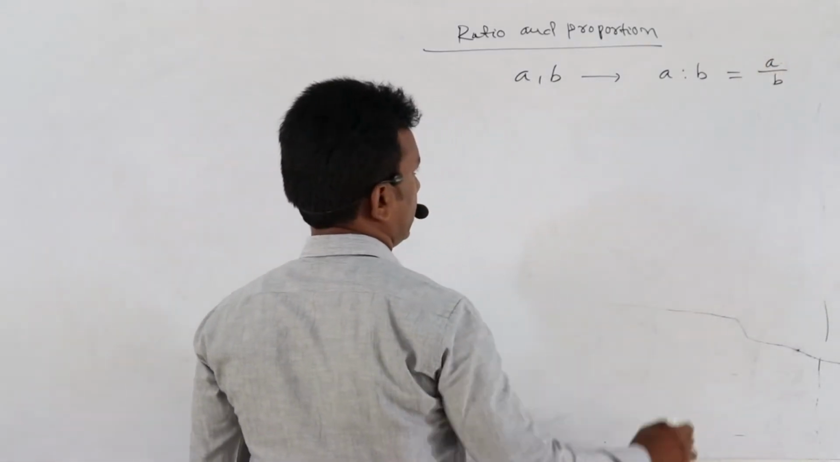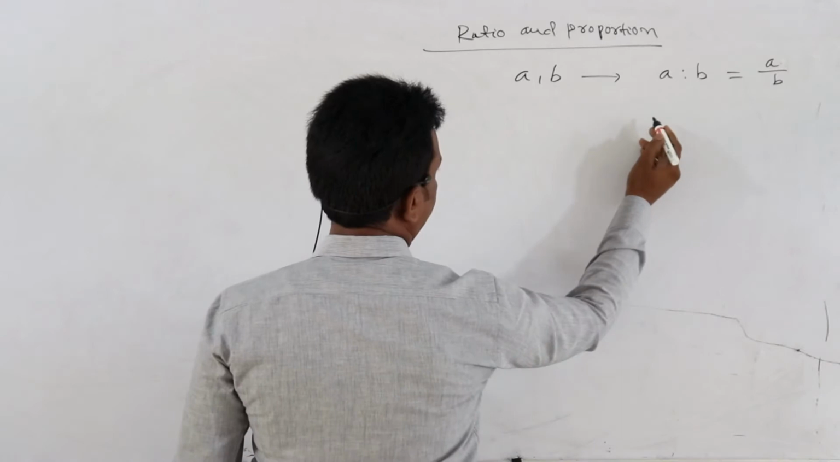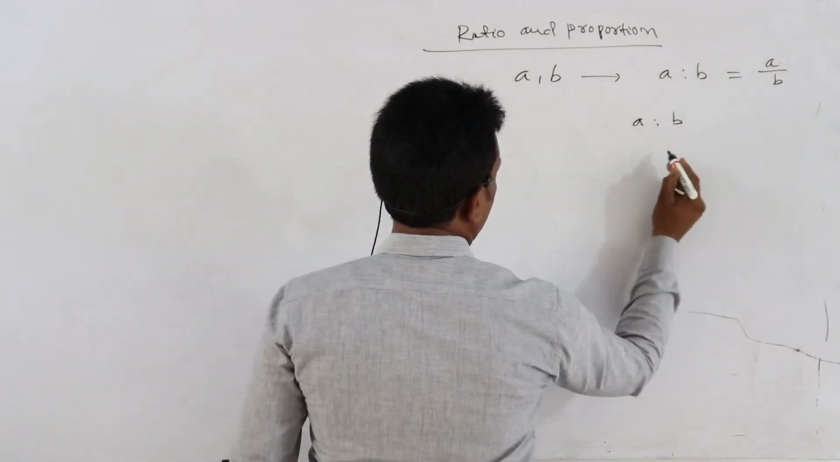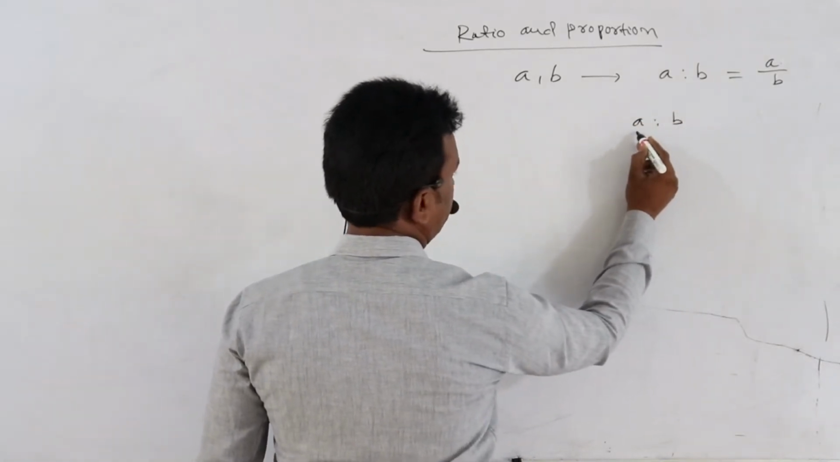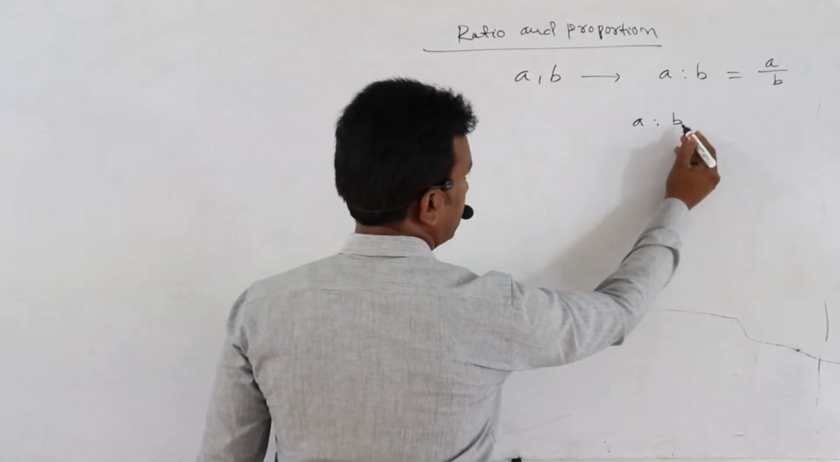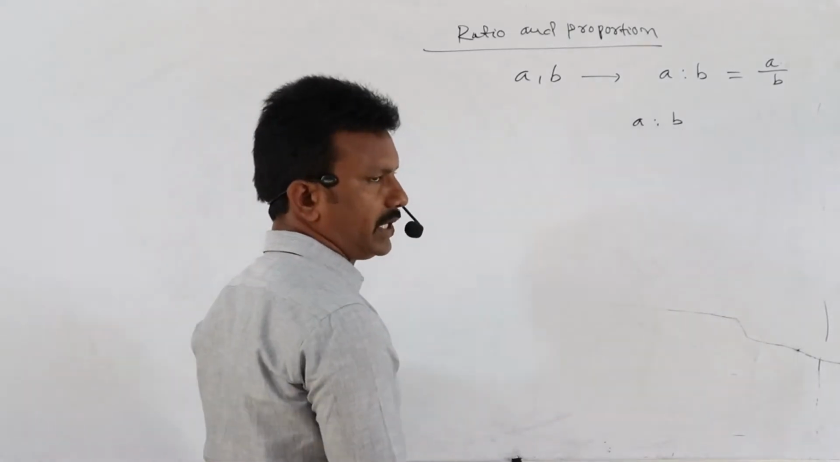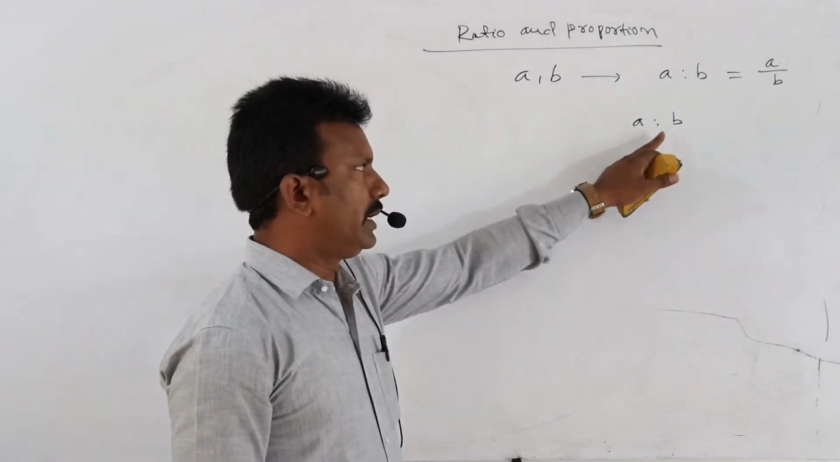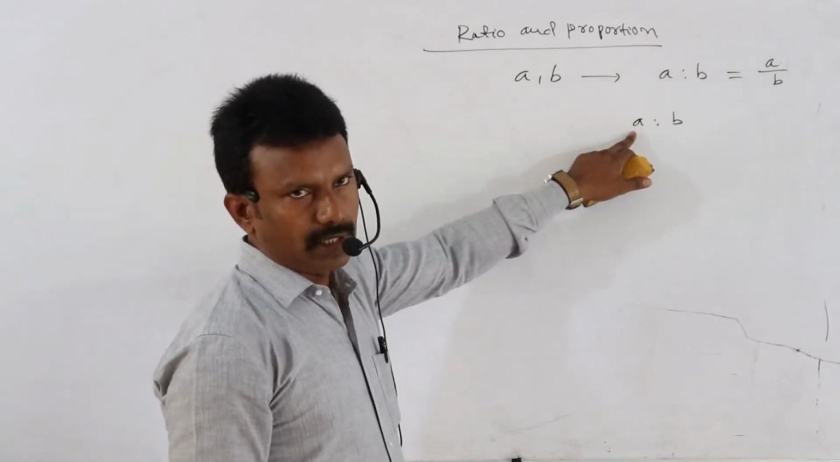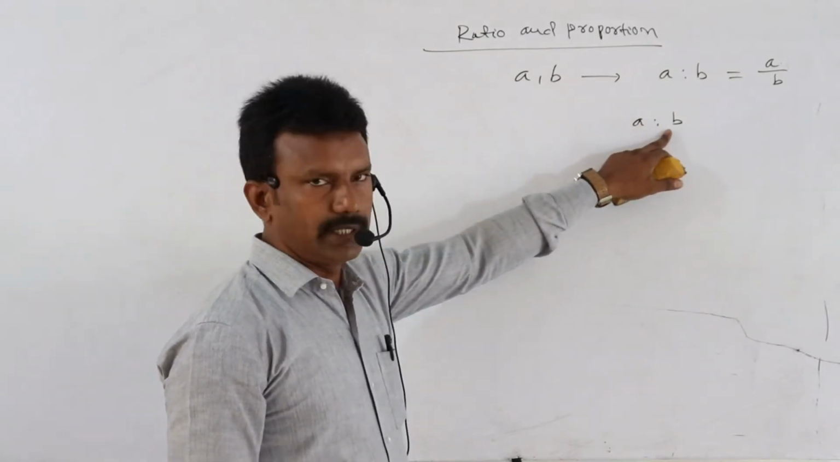So we write A is to B. Here A is called the first term, the antecedent, and B is called the consequent.